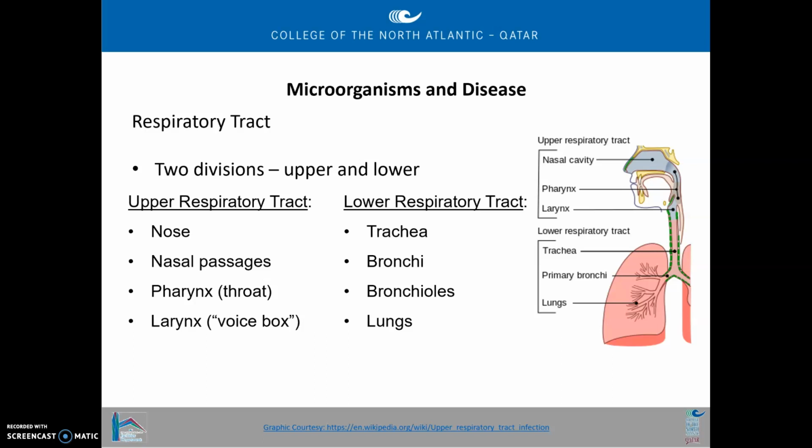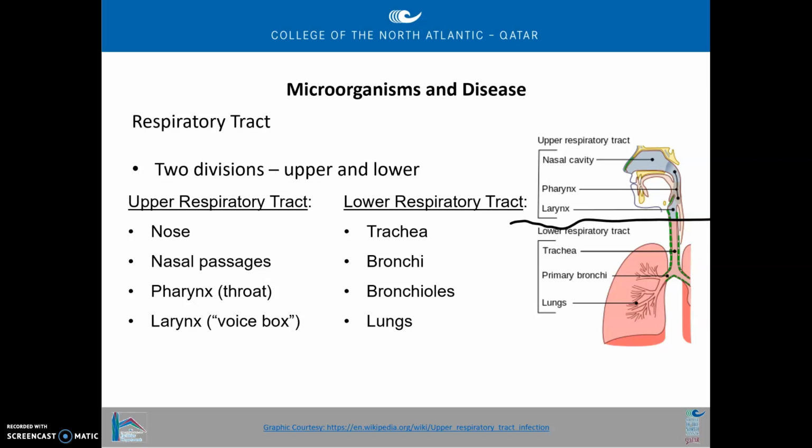Now, if we look at the respiratory tract, and if you guys can think back to Biology 1200, you'll know that we've got two divisions, right? We've got our upper respiratory tract, and we've got our lower respiratory tract. For general purposes, the upper respiratory tract is going to be the nasal cavity, the pharynx, and the larynx, and it's basically going to stop at the larynx. Anything below the larynx is going to be considered our lower respiratory tract.